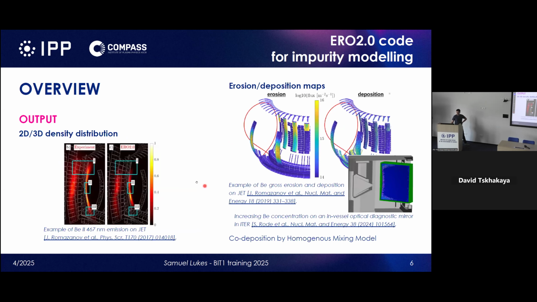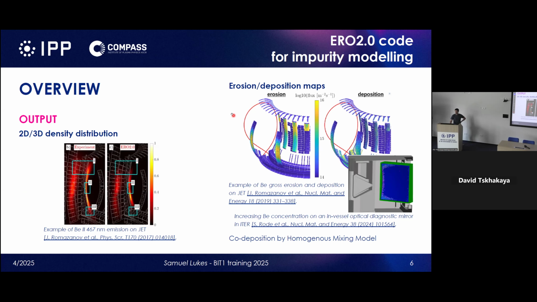And what is some basic output? That would be these 2D, 3D density distributions throughout your vacuum chamber, throughout your vessel. You can then immediately recalculate it to the emission if you have the emission coefficients, and then compare with the experiment. So you can see here in the case of JET, which is one of those larger tokamaks, that it can match the data really quite well.